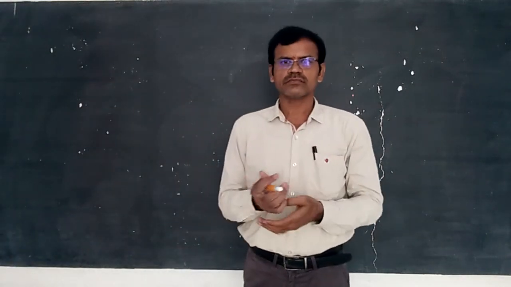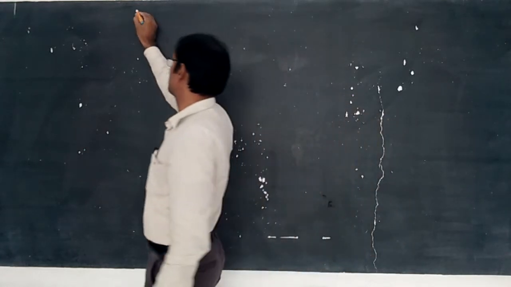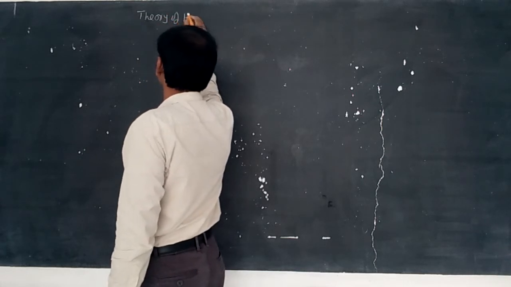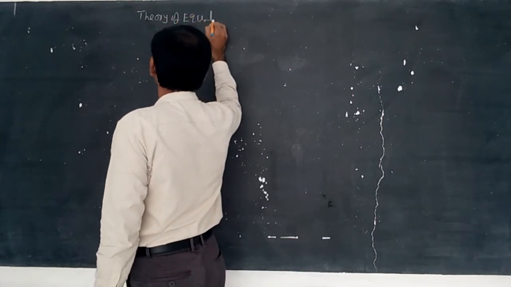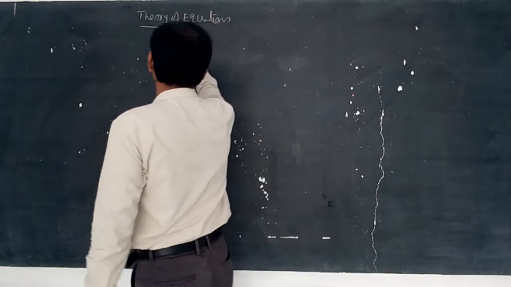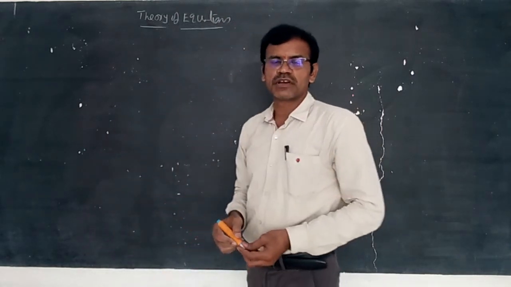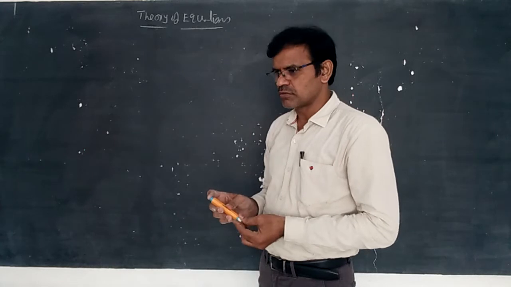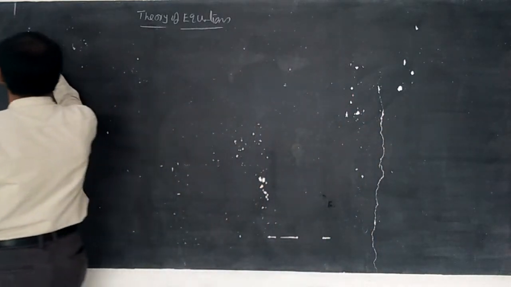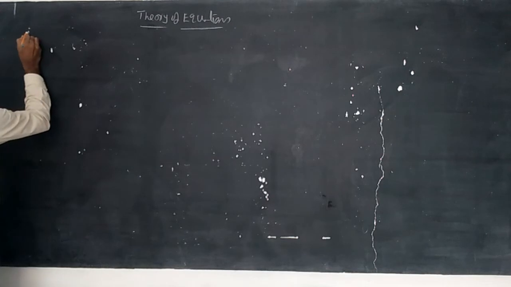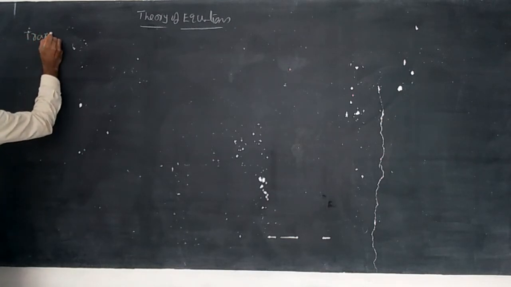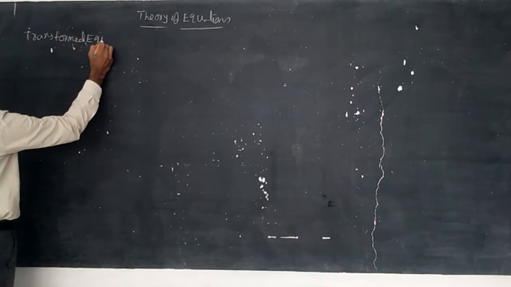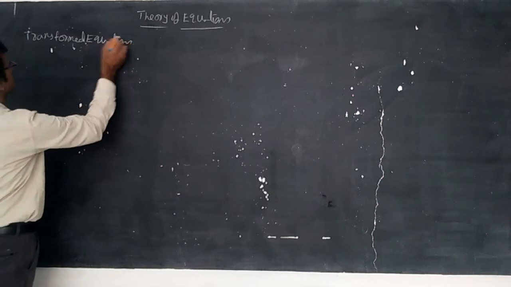Dear students, we are in the chapter of theory of equations. In the chapter theory of equations, we have completed exercise 4C. Now let us discuss exercise 4D. Before going to discuss exercise 4D, let us write transformed equations.